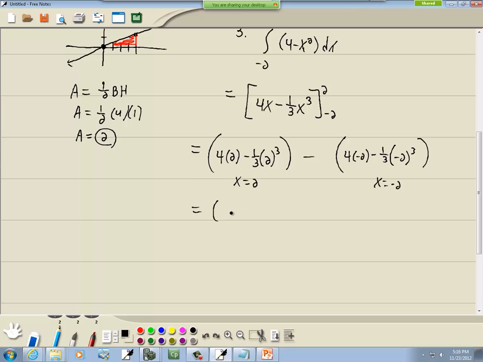Okay, so that gives us 4 times 2 is 8. 8 times 1/3 is 8/3. Minus 4 times -2 is -8. -2 to the third is -8 times a -1/3 gives us a positive 8/3. And I'm going to get rid of those first set of parentheses. These second ones, you got a negative out in front. Remember, a negative out in front of your parentheses flips the sign of everything inside. So this becomes a plus 8 minus 8/3. 8 and 8 gives me 16 minus 8/3, which is -16/3.